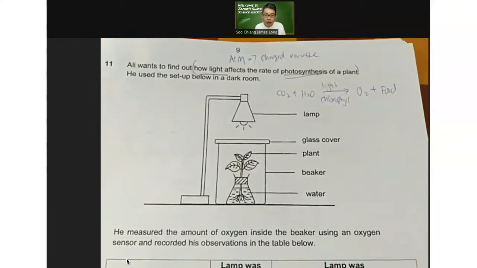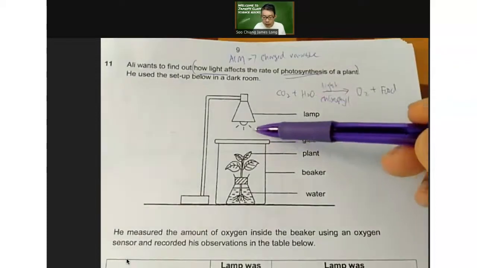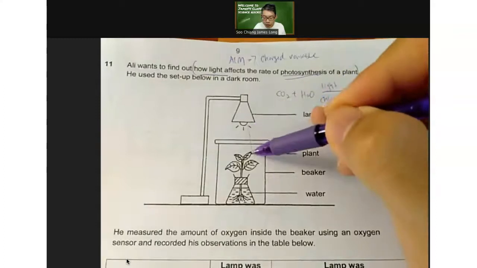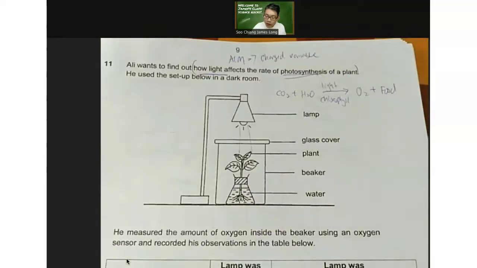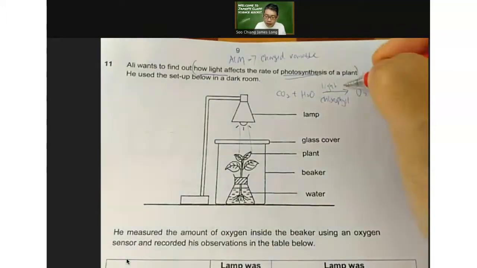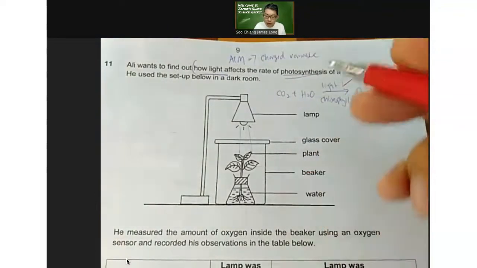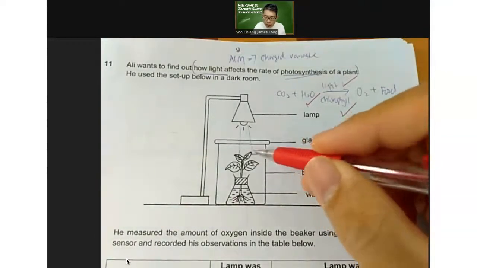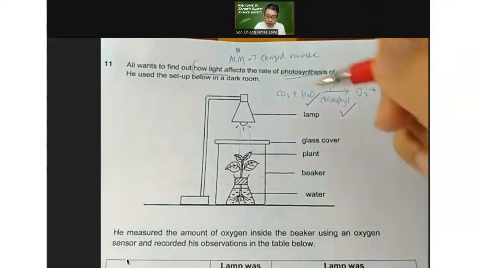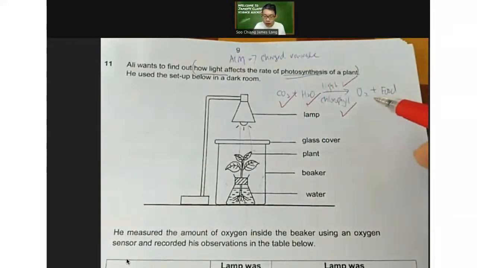Now, he measured the amount of oxygen inside the beaker using an oxygen sensor and recorded the observations in the table below. So let's try to understand the picture. There's a lamp, glass cover, which means light can definitely pass through this, no problem. And there's water. So we have the ingredients for this, right? We have light. There are leaves here. It's a plant, so there's chlorophyll. There's water. Alright, and it's surrounded by air, so I would definitely assume there's some carbon dioxide in the air. So definitely there's no issue with the oxygen production. There's no issue with having photosynthesis happening if there is light.